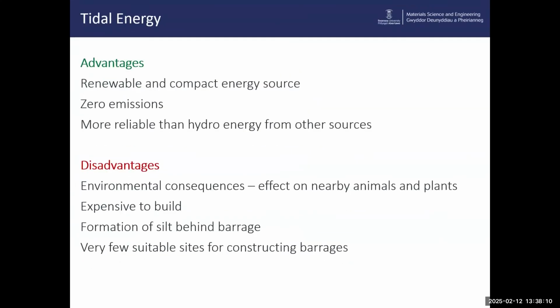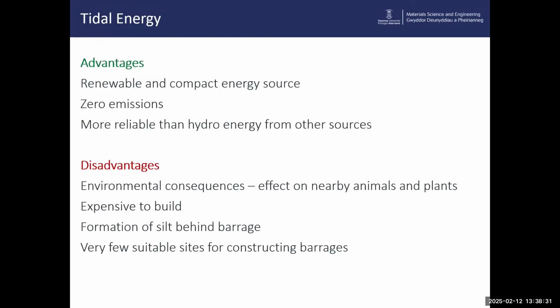Some advantages of tidal energy: it's a known green energy source and it emits zero greenhouse gases when running, and it doesn't take up too much space. It's more reliable than hydro energy because the tides are predictable.